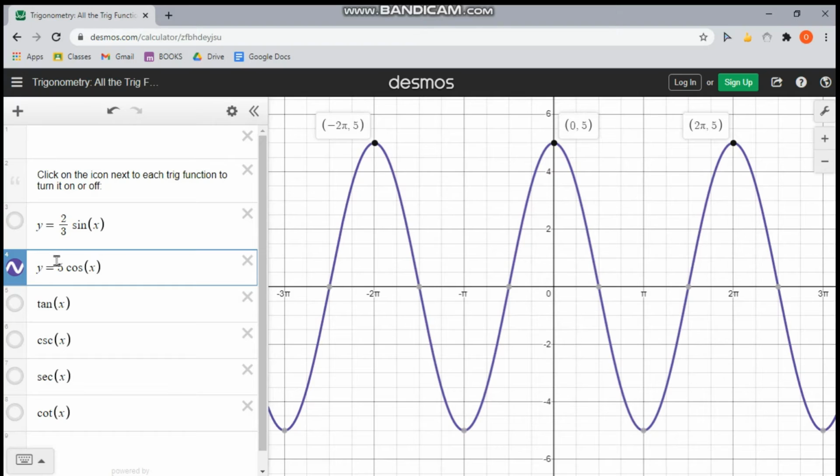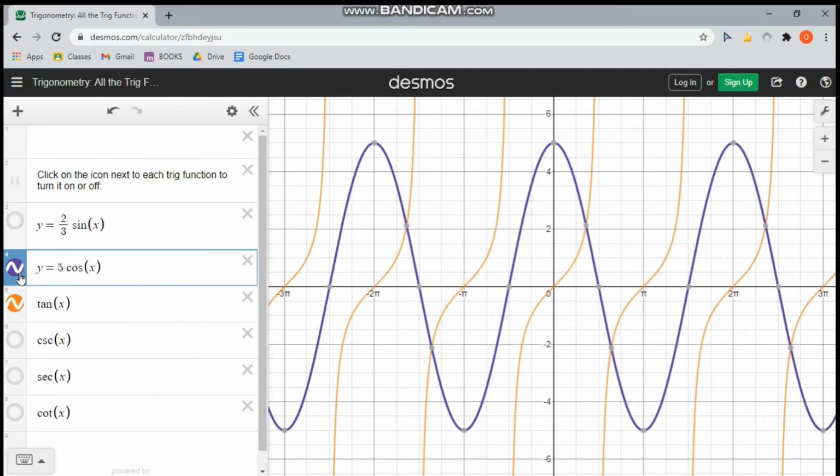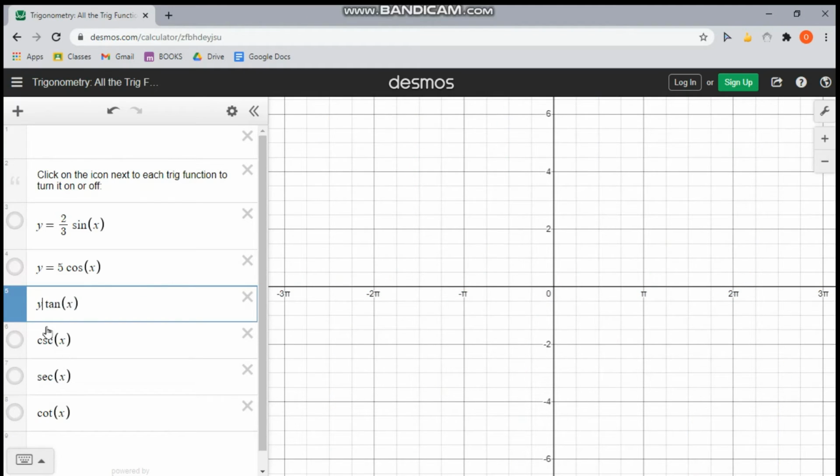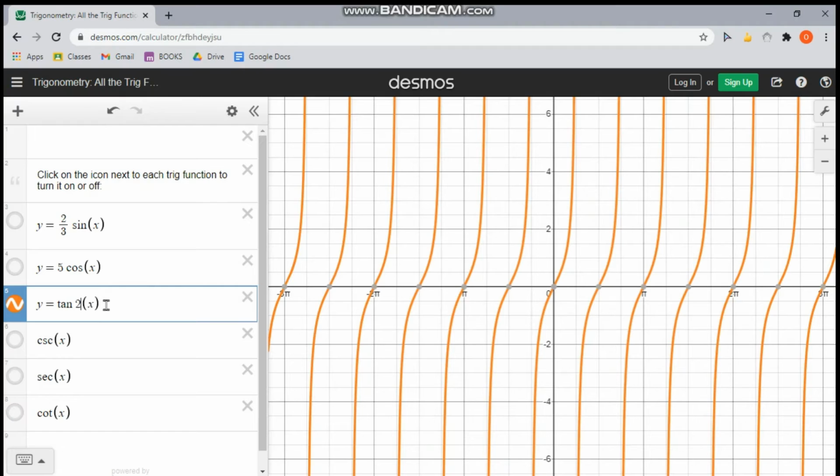We can also have another example for the tangent. Okay, let's turn that off. We have y equals tan of 2 theta. Since we have no amplitude because it's undefined, we can just look for the period, which is the difference of the x values, which is pi halves as seen on the graph.